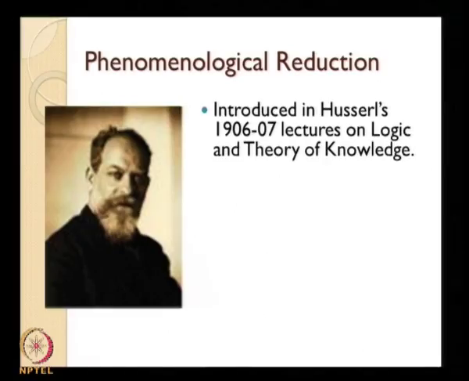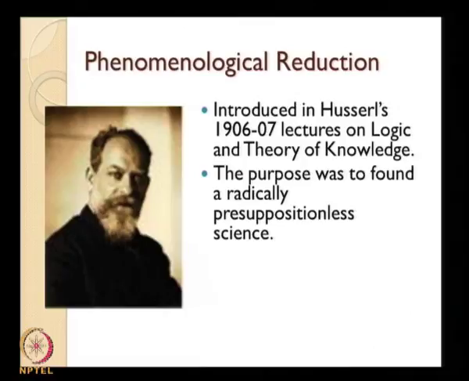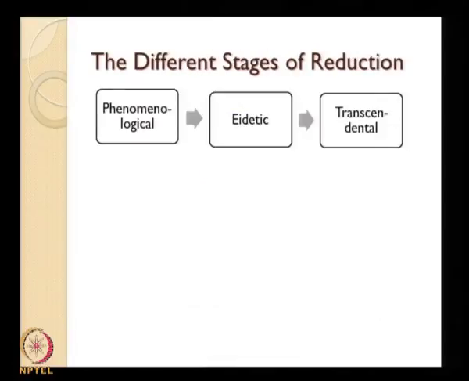Now, phenomenological reduction was introduced in Husserl's 1906 or 7 lectures on logic and theory of knowledge, and the purpose was to found a radically presuppositionless science, which we already saw in the previous lecture. There are 3 different stages of reduction which Husserl mentions in his works. Actually, when you talk about these 3 stages, it is not that at one stage of his career he was mentioning the phenomenological psychological reduction, at the next stage he talks about the eidetic, and finally the transcendental. It actually does not come in that way.